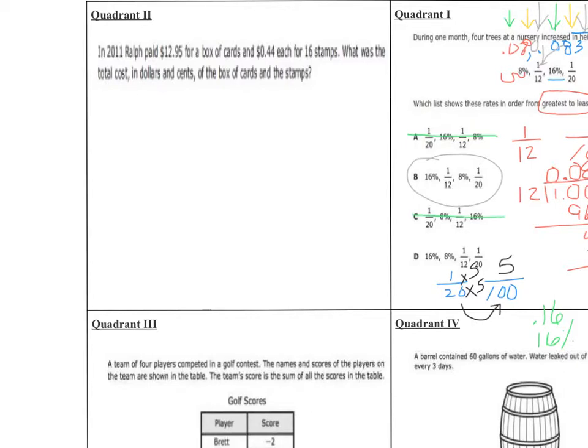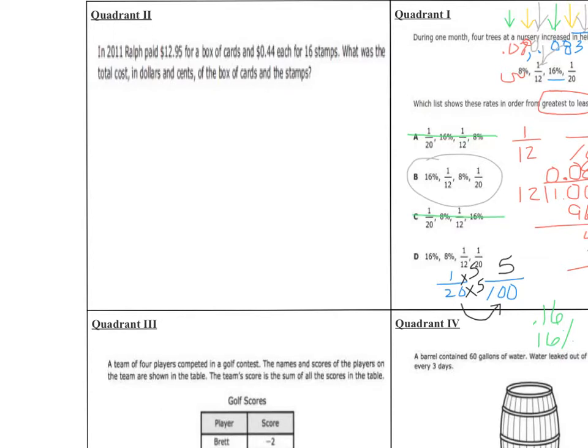All right, second problem. In 2011, Ralph paid $12.95 for a box of cards and 44 cents each for 16 stamps. What was the total cost in dollars and cents of the box of cards and the stamps? So we need to figure out what the total amount of money that Ralph spent.